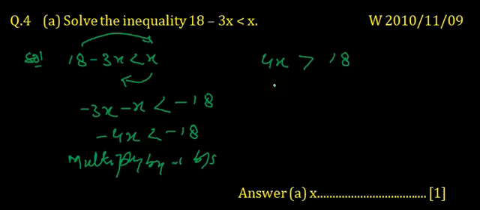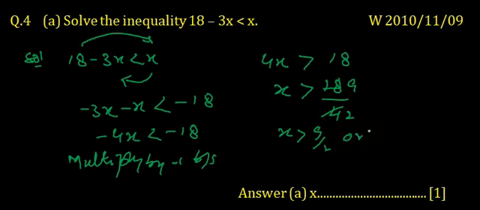Now we have to find the value of x. So x remains here, and it is 18, and 4 is multiplying with x. When it goes across the sign of inequality, it goes to the denominator. We can divide both terms by 2. So 2 fours are 8, 2 nines are 18. So x can be written as 9 over 2, or 4 and 1 upon 2, or half of 9 is 4.5. So the answer is x greater than 4.5.